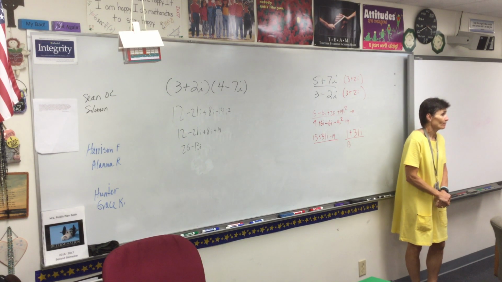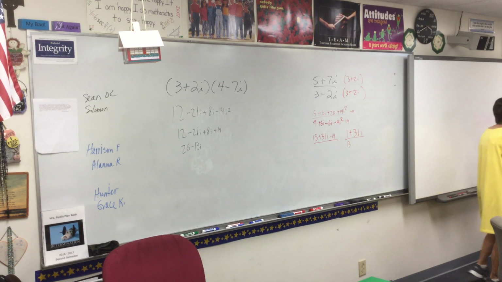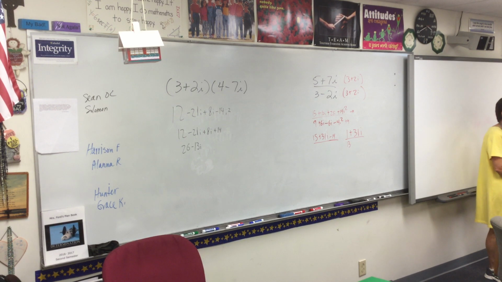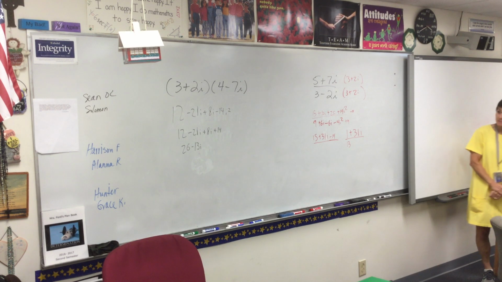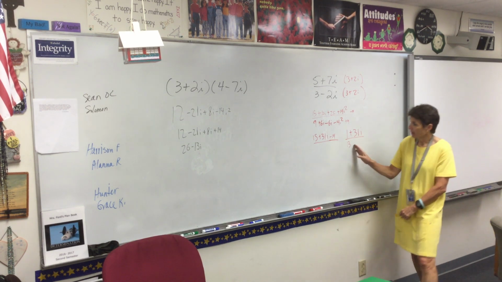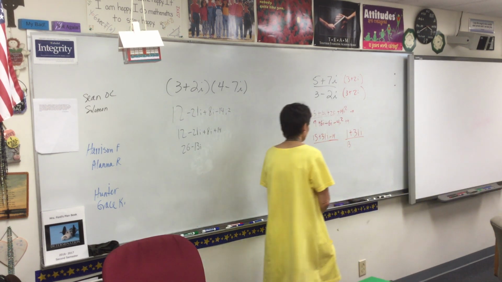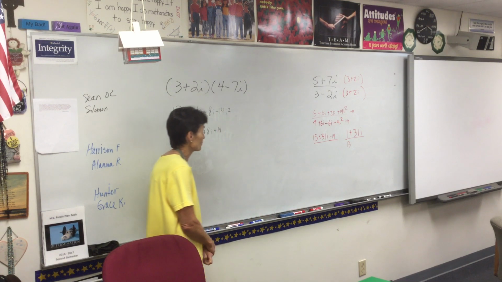Remember, the whole purpose of him multiplying by the conjugate like that is so what happens in the denominator? The i's go away. So if your i's don't go away, you've got a problem. The i's have to go away in the bottom. They're okay on the top, but they need to go away in the bottom. So he ended up with 1 plus 31i over 13.